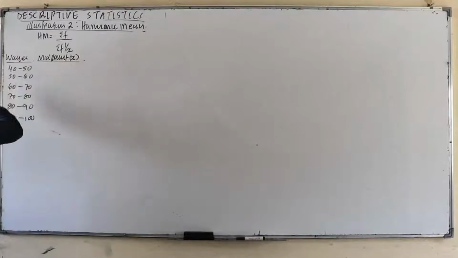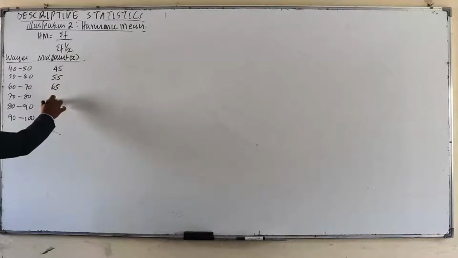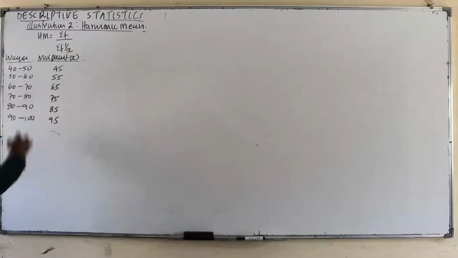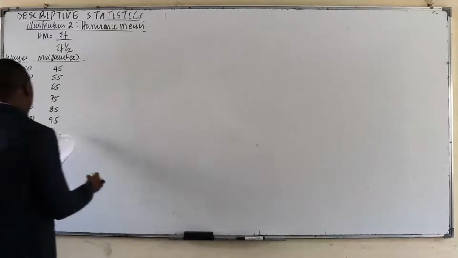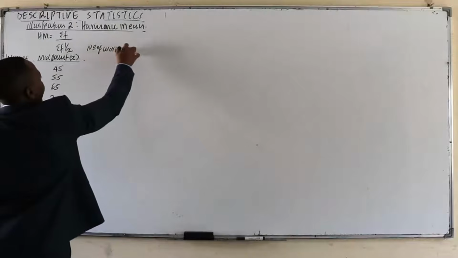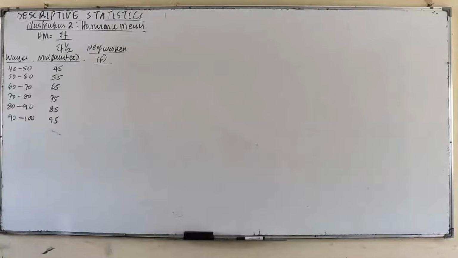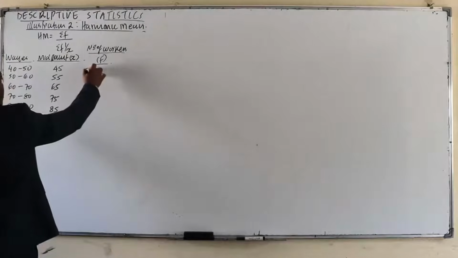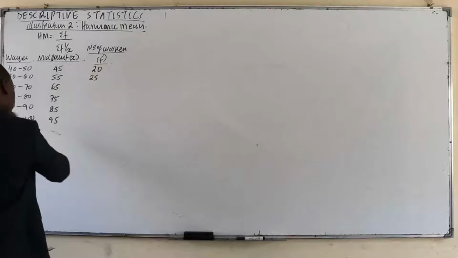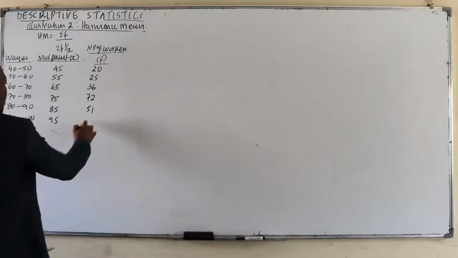So between 40 to 50, you take 40 plus 50, you get 90. Then you divide by 2. 90 divided by 2 is 45 shillings. 50 and 60 is 110, divided by 2, you get 55, 65, 75, 85, 95. Then we have the frequency. Frequency is the number of employees or number of workers. That will give us our f, the frequency. For those who earn on average 45 shillings per day, there are 20. Then you have 25, 36, 72, 51 workers, and 40.